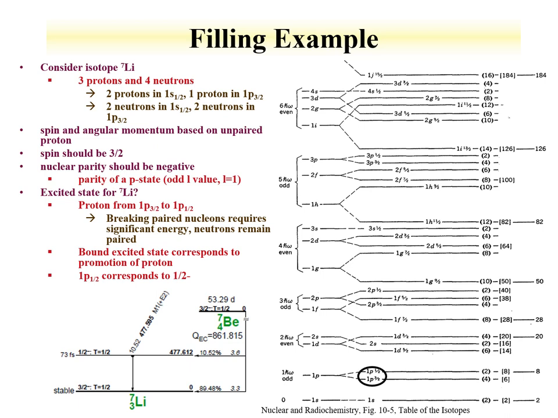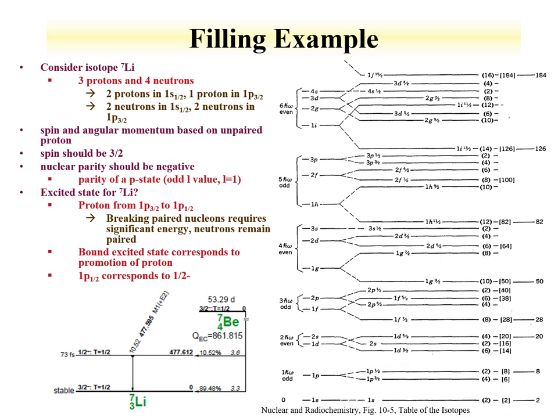We see here this is the state that it occupies, and the 1p 3/2 correlates to the 3/2 minus ground state. The excited state shown here of lithium-7 is 1/2 minus. So the question is, if I have an excited state, I can either take the unpaired proton and excite it, or split one of the paired neutrons and excite one of those. It's much easier for the first excited state to just take the unpaired nucleon and excite it. So the unpaired nucleon would be living in this 1p 3/2. The next state up would be the 1p 1/2 state.